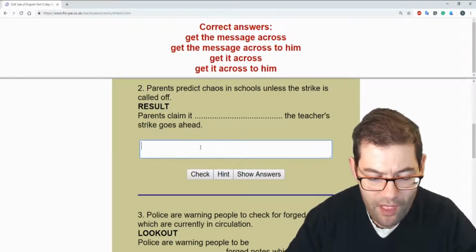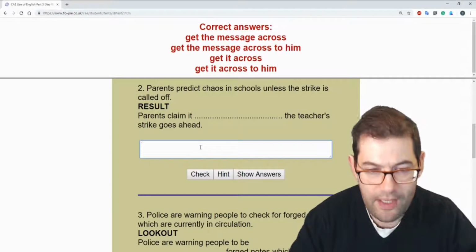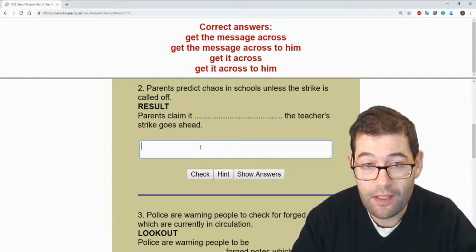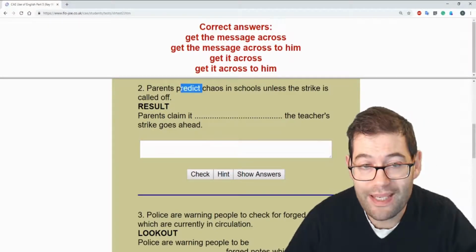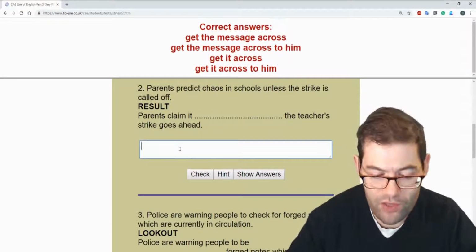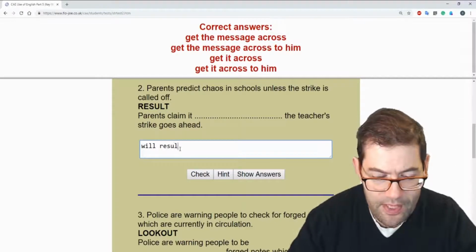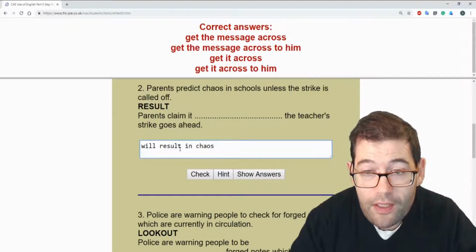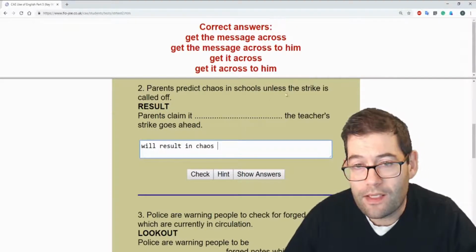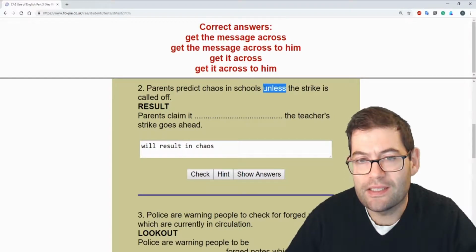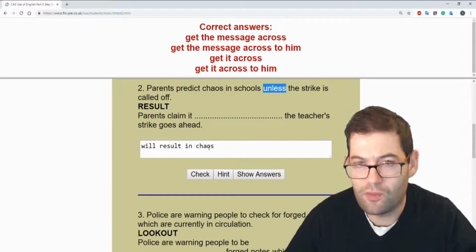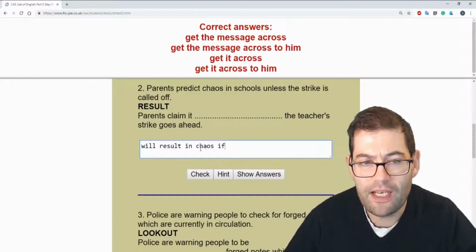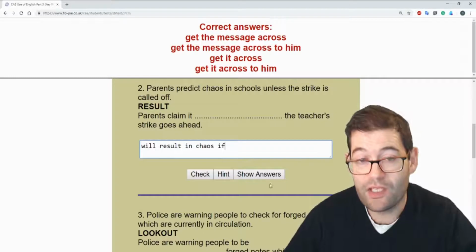So straight away we're thinking of expressions that we could use with result, and let's think about time as well. If we're using the verb predict, it means that we're talking about the future. So let's put in will result in chaos. Spell chaos correctly. And then we've got to think about this bit here, which is unless. Unless is a conditional form, so we've got to include a conditional form in our answer. So parents claim it will result in chaos if the teacher strike goes ahead.